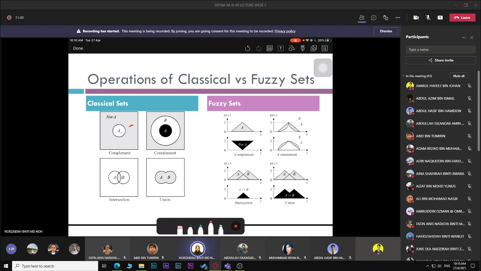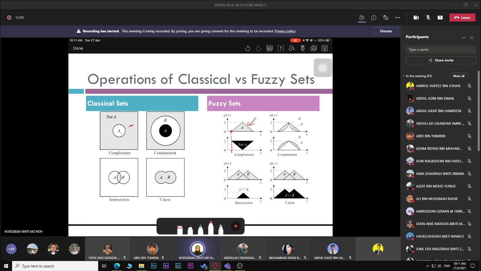For example, if you see the set A, the triangle, when you try to complement it, complement means not A, so it is actually the inverse of the set. So it is flipped, the triangle will be flipped, because 1 becomes 0, 0 becomes 1. Okay, at this element here, for example, if it belongs to A as 0, then it belongs to not A as 1, so it will be inverted.